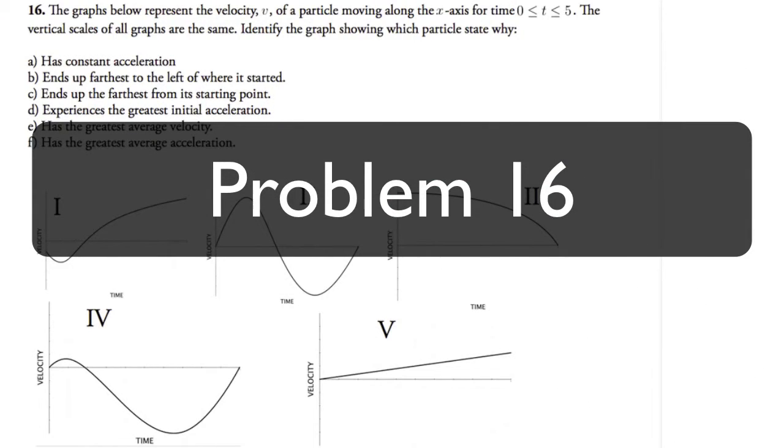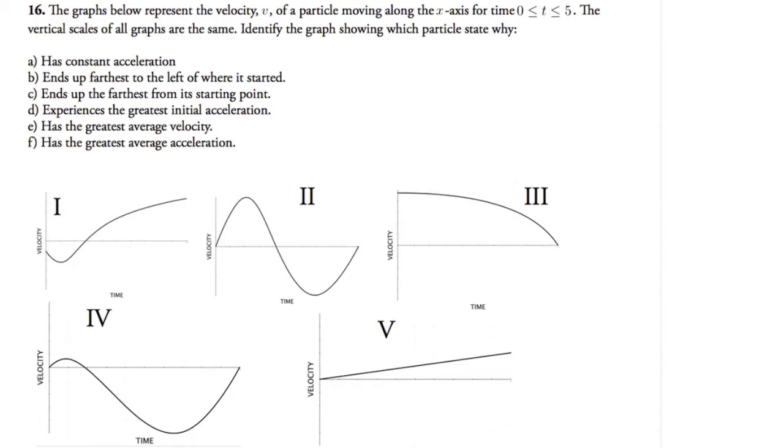Okay, so this question has a couple of tricky aspects to it. Basically, the graphs below represent the velocity of a particle moving along the x-axis from 0 to 5. All of these are fixed axes from 0 to 5. Based on that, we want to figure out which one of these has each one of these properties.